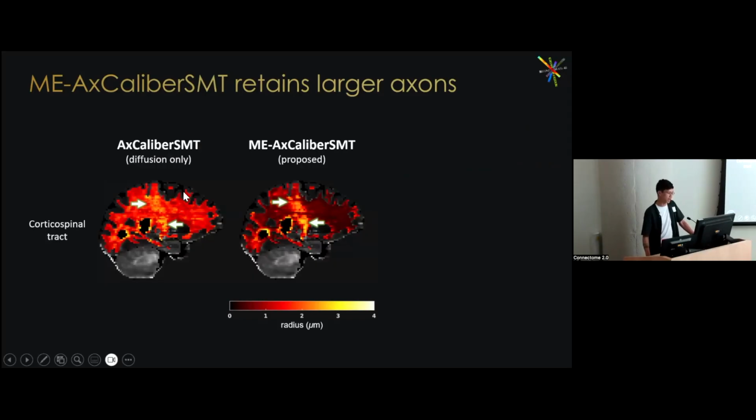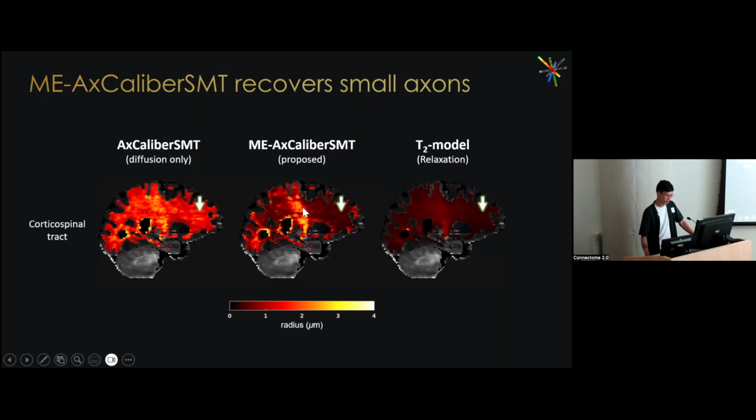On the left, we have the conventional Excalibur SMT using just the diffusion-only data. And in the middle, we have the multi-echo Excalibur SMT result. We can see in this image the corticospinal tract, which usually has a large axon diameter. The proposed method captures these features very well.